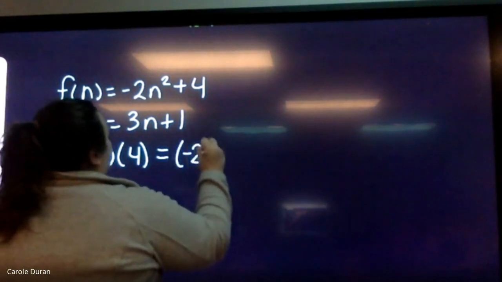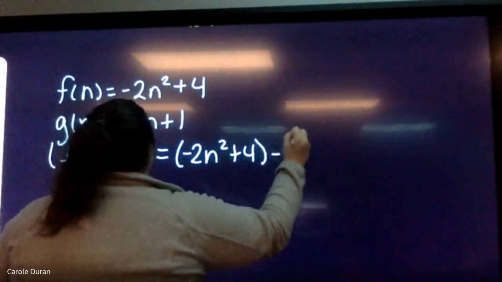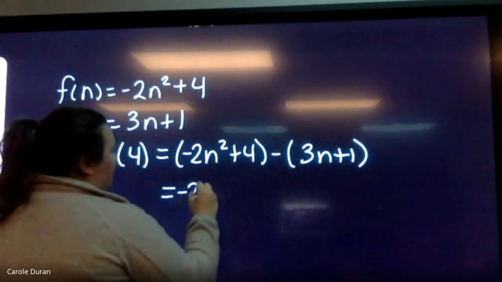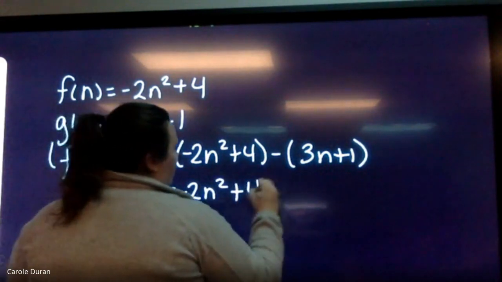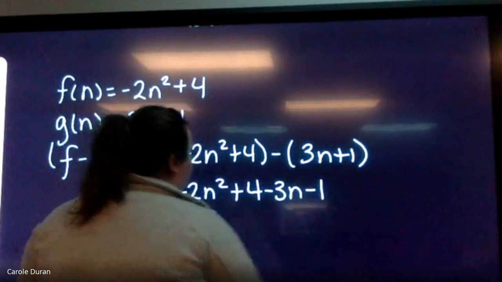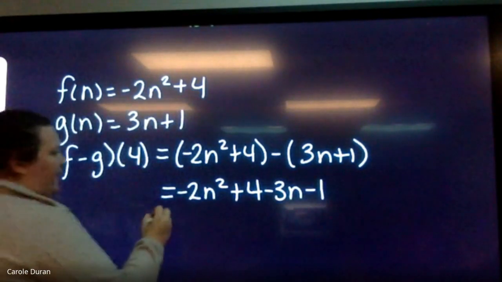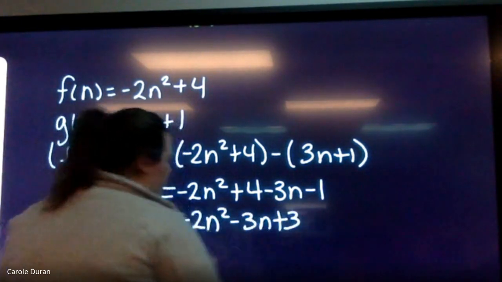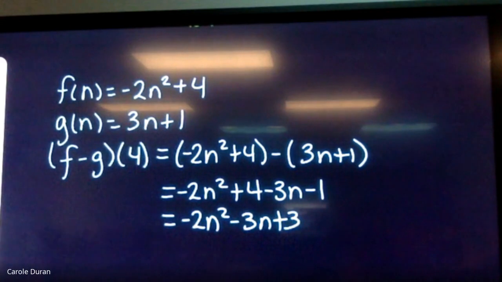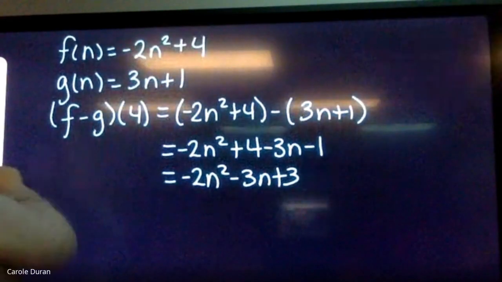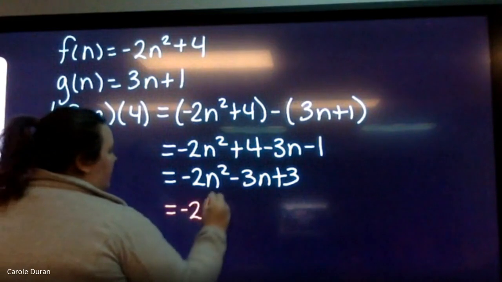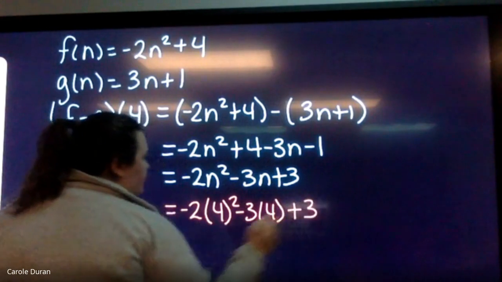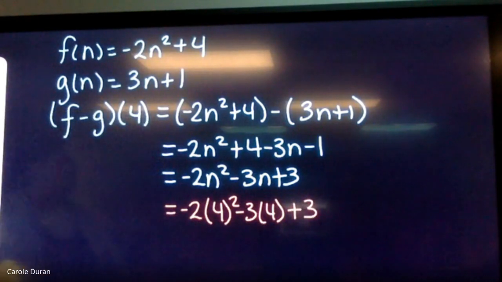So this means I have negative 2n squared plus 4 minus 3n plus 1. I distribute that negative, and I get negative 2n squared plus 4 minus 3n minus 1. I go ahead and combine like terms, and I get negative 2n squared minus 3n plus 3. And then I'm going to go ahead and plug 4 in for n. When I do, I get negative 2 times 4 squared minus 3 times 4 plus 3. I just plugged 4 in for n.